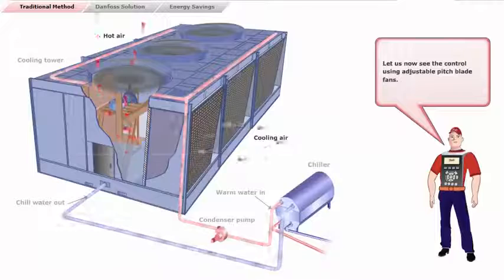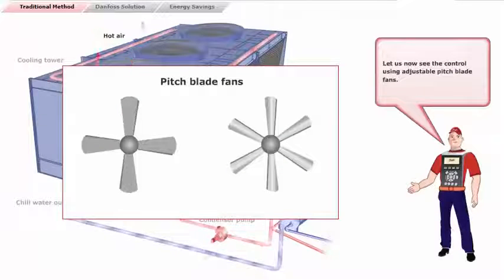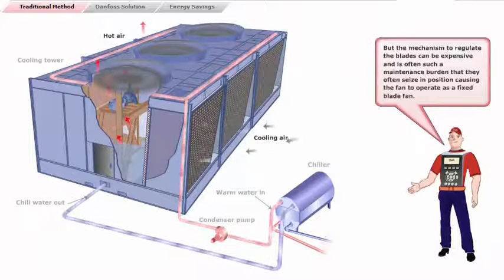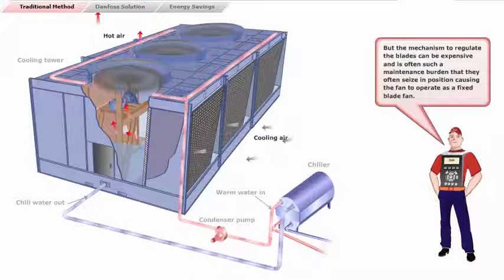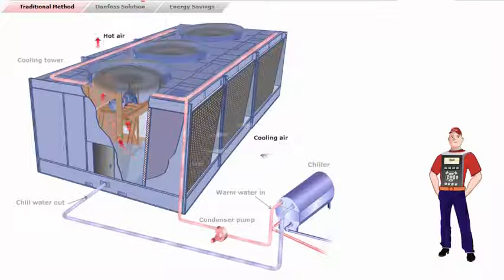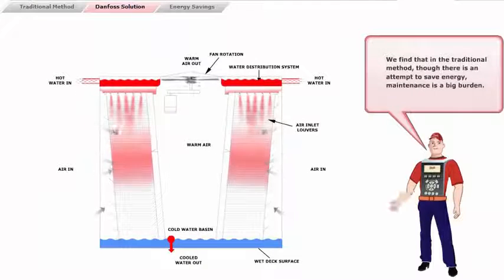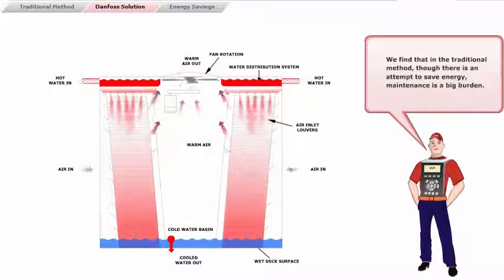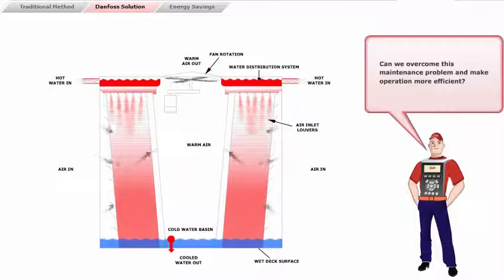Let us now see the control using adjustable pitch blade fans. These fans offer more precise temperature control. But the mechanism to regulate the blades can be expensive and is often such a maintenance burden that they often seize in position, causing the fan to operate as a fixed blade fan. We find that in the traditional method, though there is an attempt to save energy, maintenance is a big burden. Can we overcome this maintenance problem and make operation more efficient?